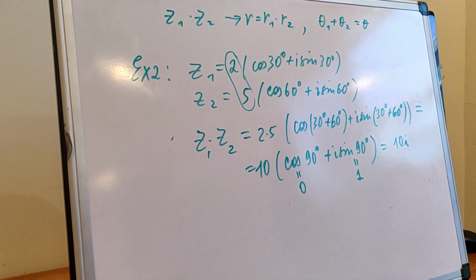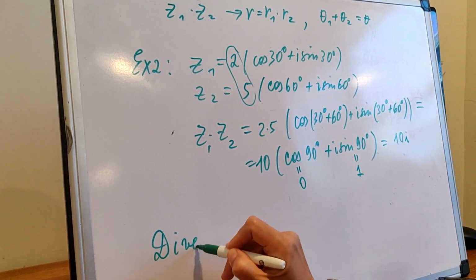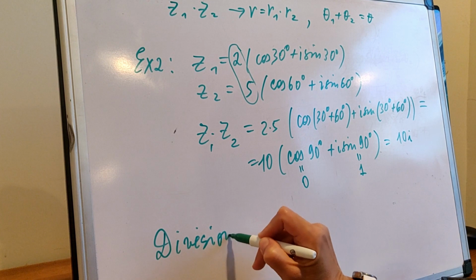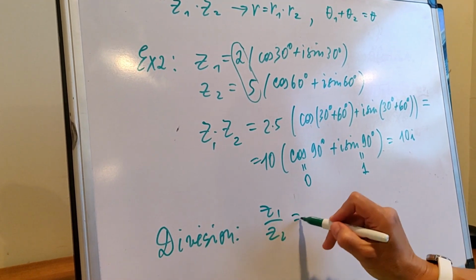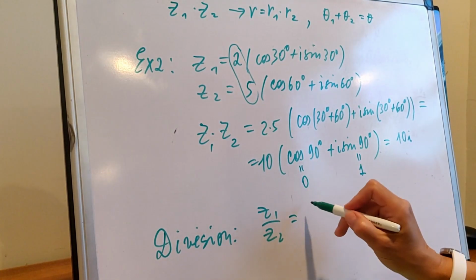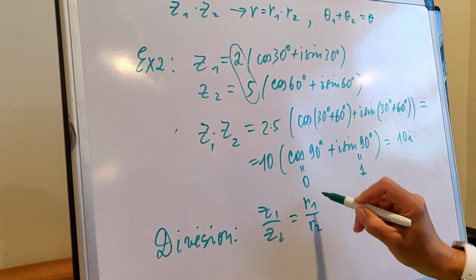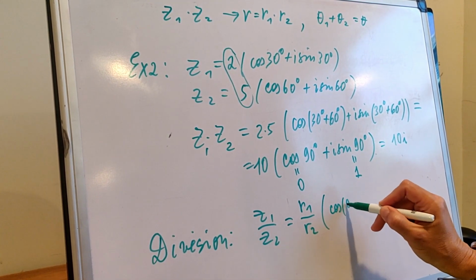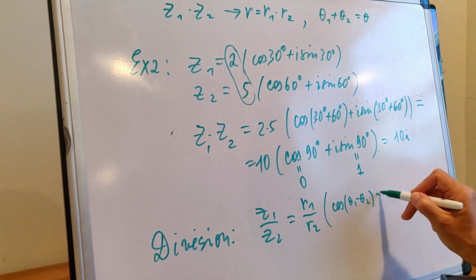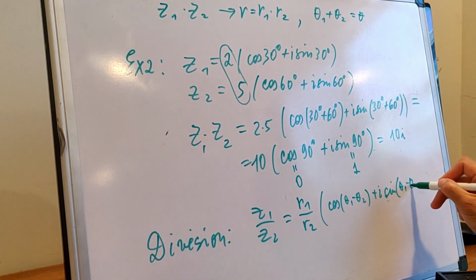For division, I'm not going to prove anything. I'm just going to give you the rule. If you have to divide two numbers, z1 over z2, by analogy, you can guess that if we multiply here, we are going to divide here. So divide the coefficients r1 over r2, and we are going to subtract thetas. Cosine of theta 1 minus theta 2 plus i sine of theta 1 minus theta 2.